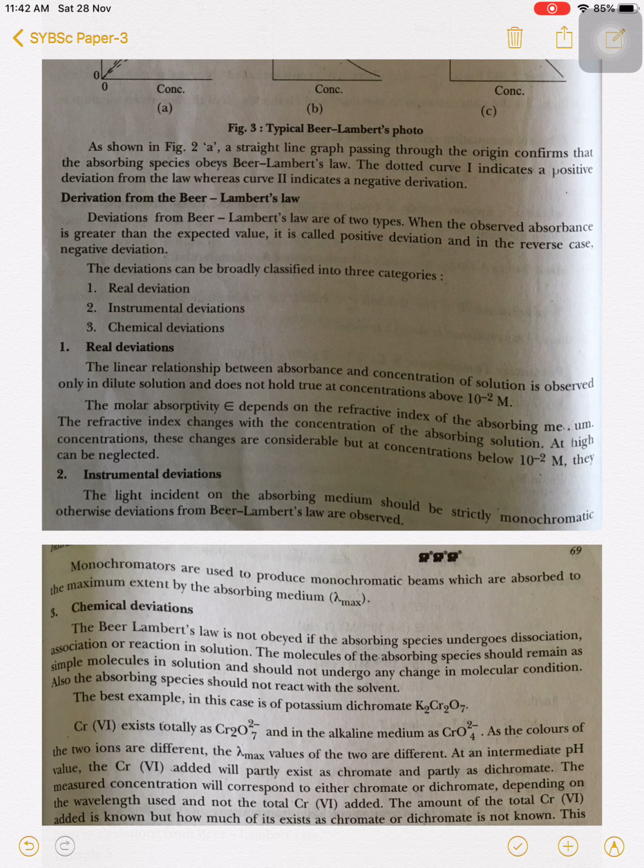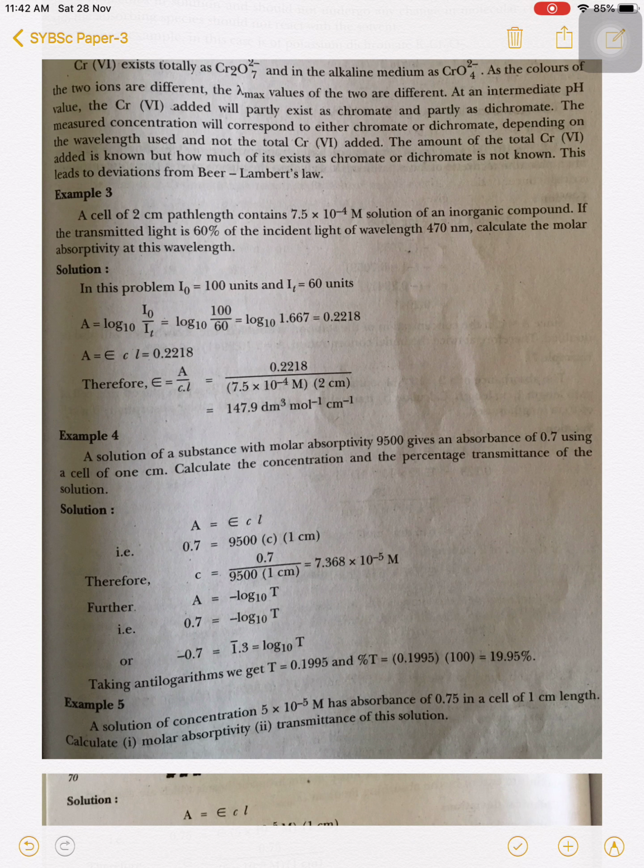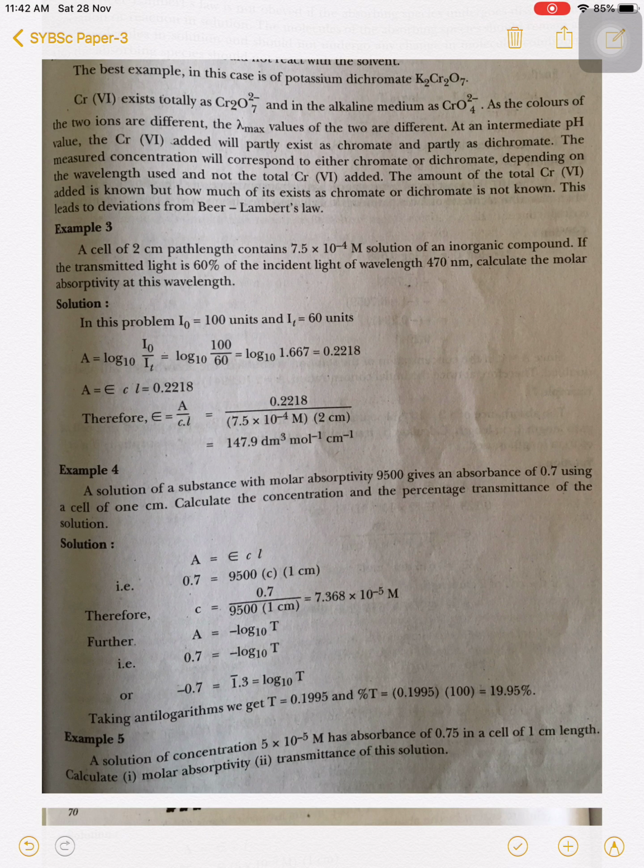So there are three deviations: real deviation, instrumental deviation, and chemical deviation, which we have just seen. In the next lecture, we will see examples related to the Lambert-Beer law.